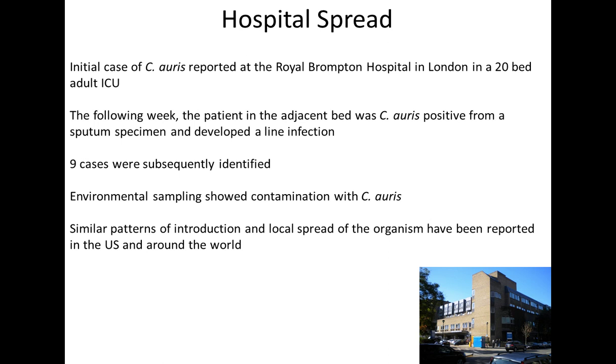We're going to use an example from the UK. There was an initial case of Candida auris that was reported at the Royal Brompton Hospital in London, and this is a 20-bed adult ICU facility. The following week, the patient in the adjacent bed in that room was found to be Candida auris positive from a sputum specimen and developed a line infection. Subsequently, 9 other cases were identified, and when environmental sampling was done, it showed contamination with Candida auris all around the room. There were similar patterns of introduction and local spread of the organism reported in the U.S. and around the world. So you can really see that healthcare centers end up being areas where an infected patient can spread this organism not only to other patients causing infection, but also through the environment.